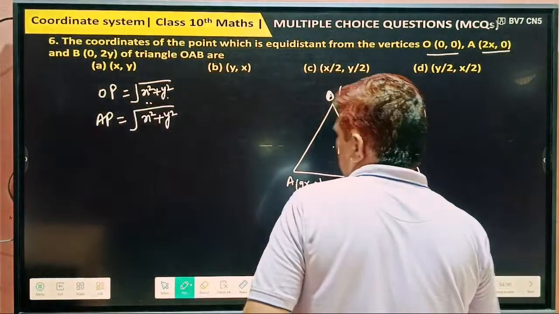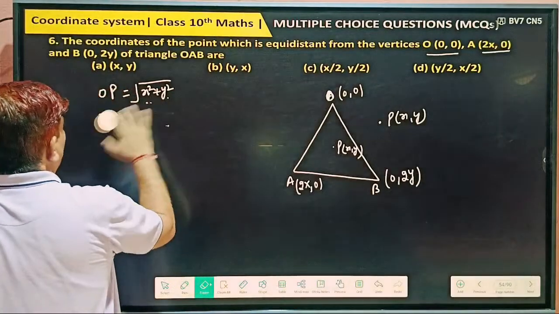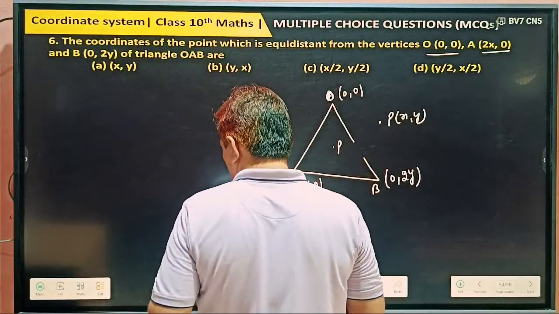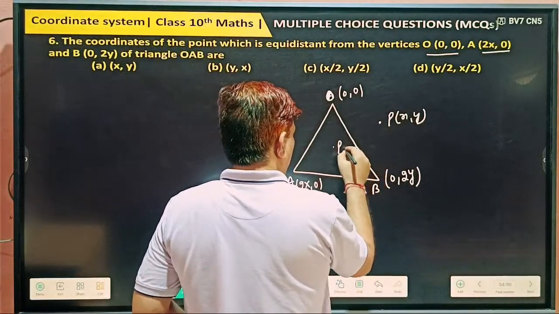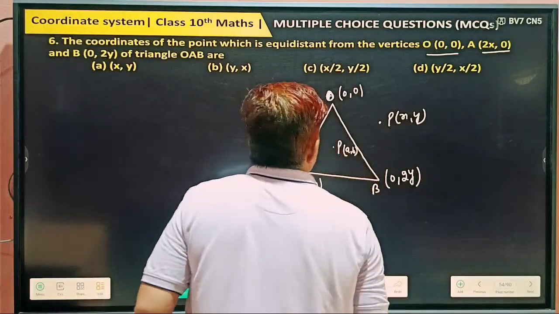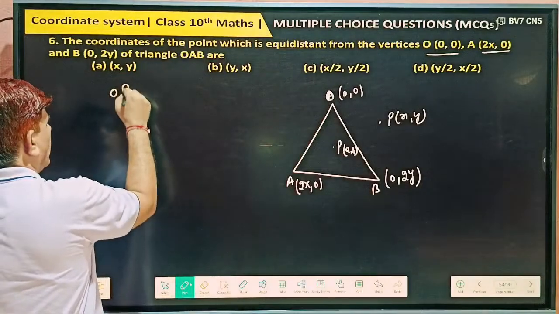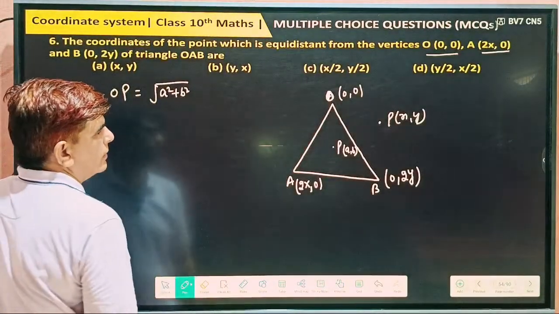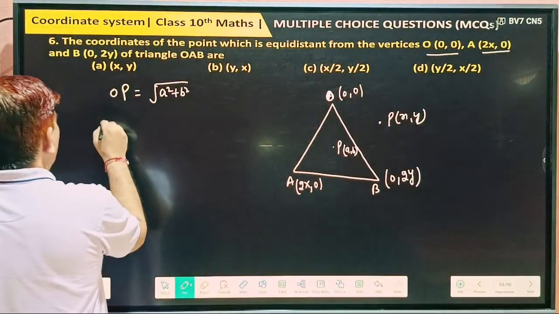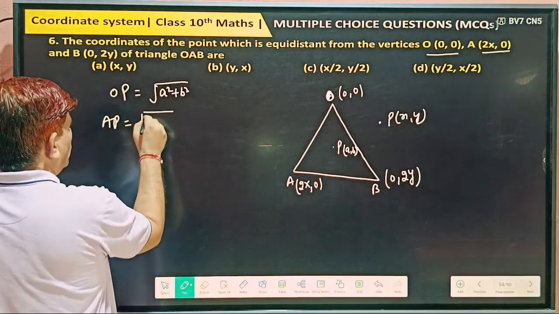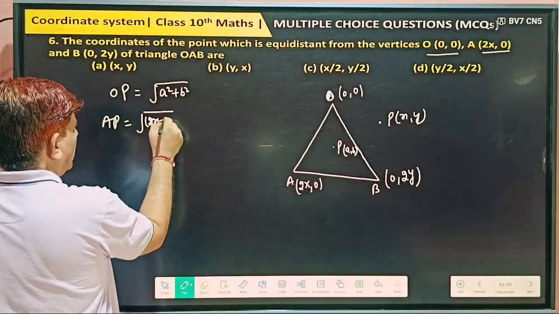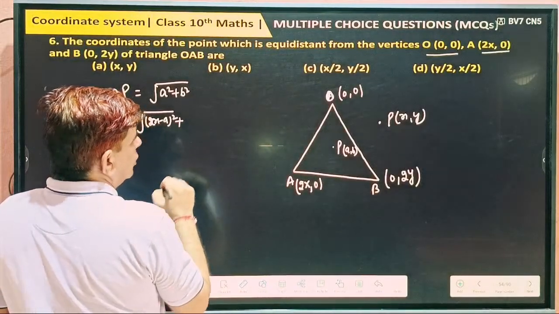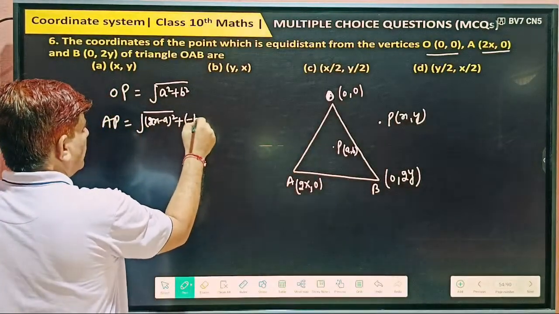So these are the coordinates. Coordinates in another way we can take. In this way we will not take. We will take like this. Coordinate of this point is what? So we will take like this. We can take like this also, a and b. So OP equal to under the root a square plus b square. And this AP equal to under the root 2x minus a whole square plus 0 minus b square.